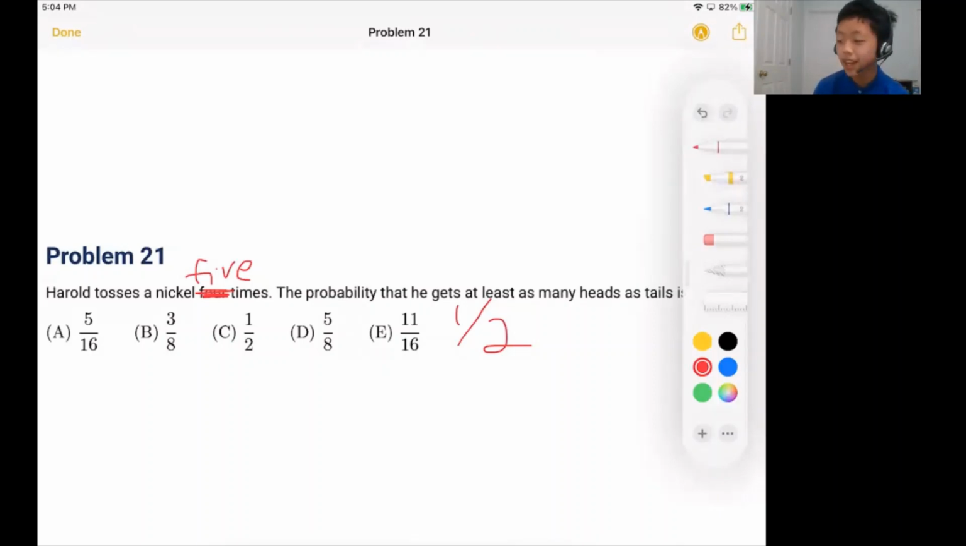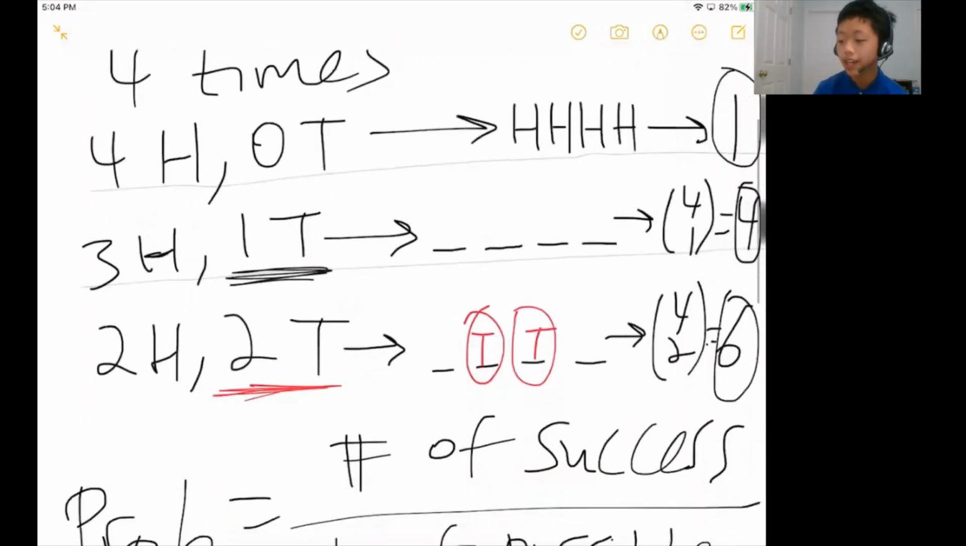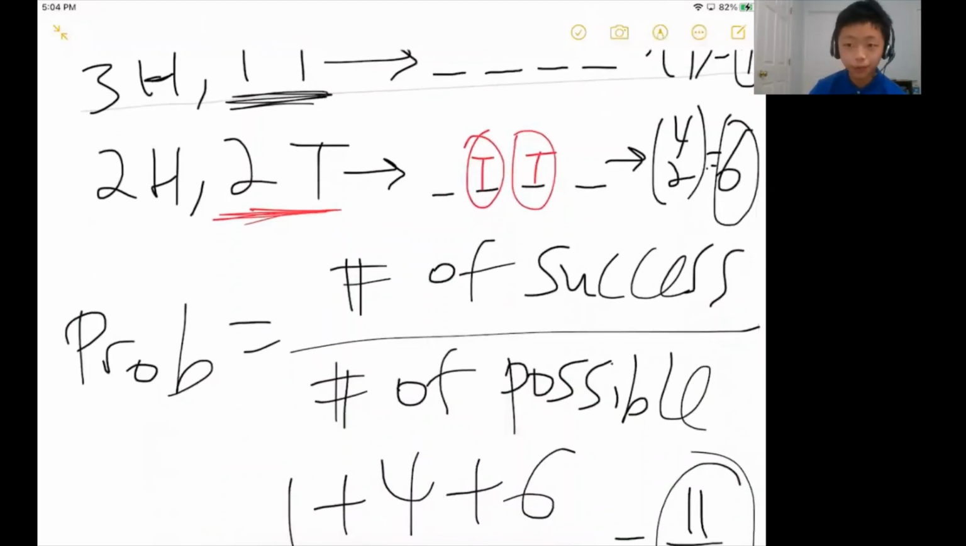It's just something interesting. But when he flipped an even number of times, when he flipped it 4 times, that changed some stuff. The general strategy for these kinds of questions is to list out, do the casework, and use the probability golden formula. It's always the number of successes divided by the number of possible outcomes.